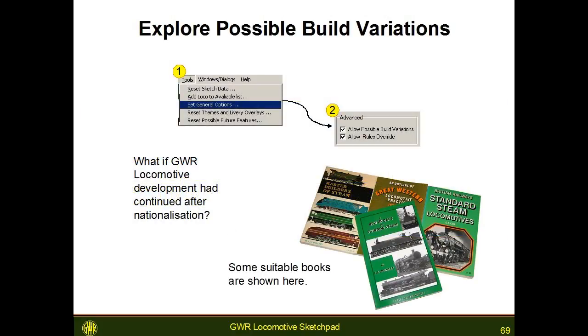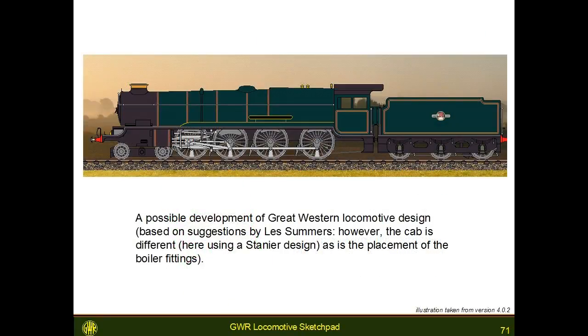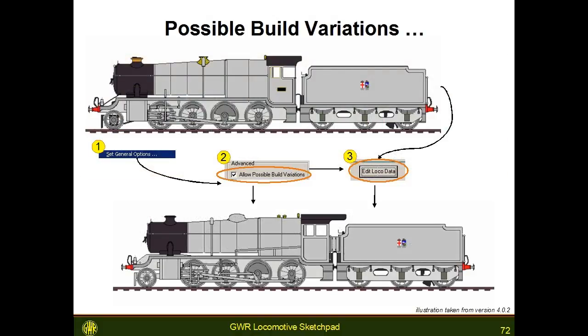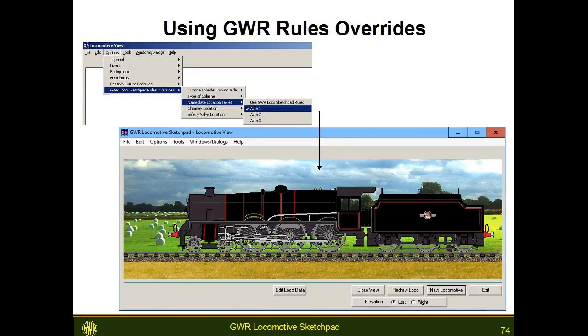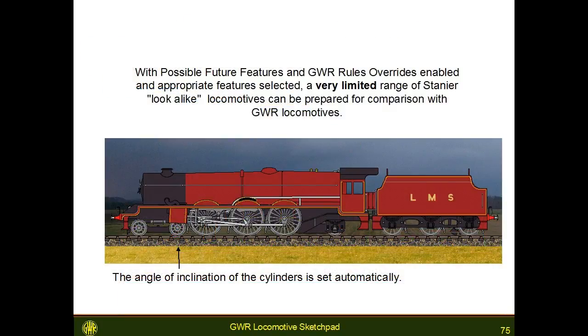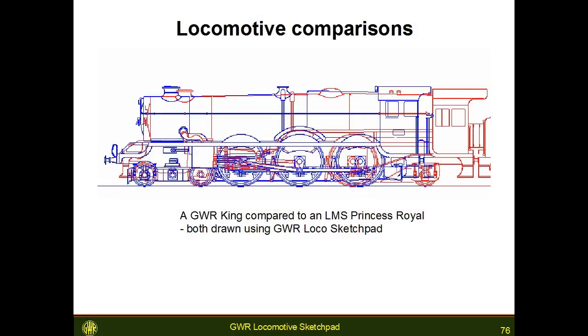An advanced feature is the possible build variations. Depending on the locomotive, you are able to go beyond the standard GWR build. These features are likely to have crept into GWR locomotive design after 1948. Another option is to override the internal rules which are based on GWR practice. Using these GWR rules overrides and possible build variations, you can view locomotives which may have been based on GWR practice.